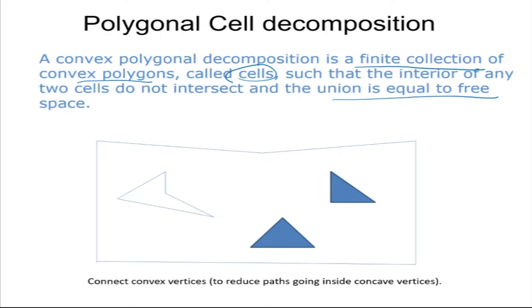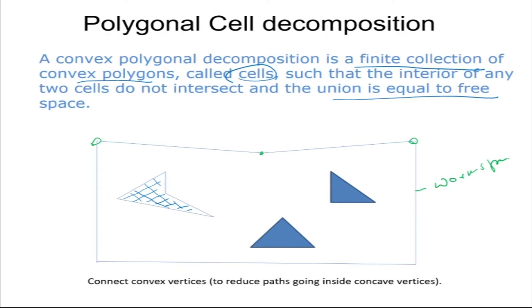Now what this means is that this is my workspace, and these are the vertices there. And these are my obstacles in here. So this one is also a green obstacle. Now, convex polygon decomposition divides this total workspace into a number of cells by a finite collection of polygons, such that the interior of any two cells do not intersect and the union is free space. So let us start off by seeing how this proceeds.